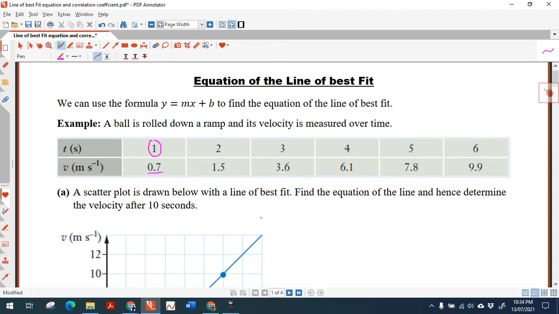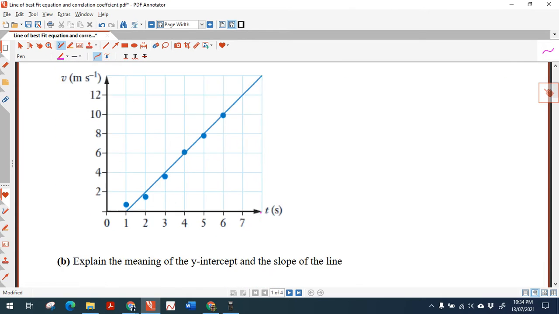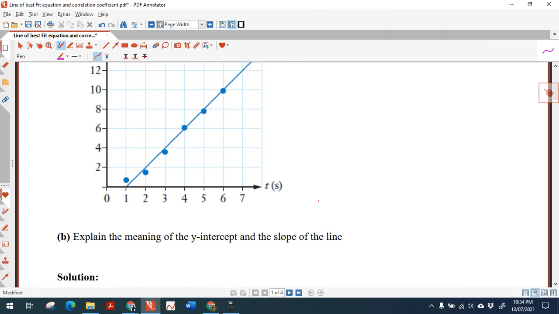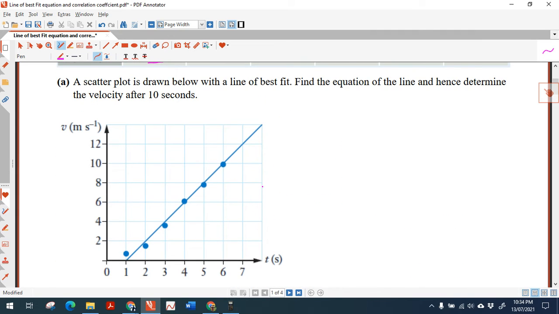Okay, now, step one, let's just go down to that. We're going to find 2 points on the line to find the slope. In step two, we're going to use the point gradient formula to find the equation of the line. So let's go back to the line here. Now, the temptation will be to try and find the coordinates of one of these points, which is okay, but we've got to try and use points which actually lie on the line of best fit itself. So we don't have to use the data from the table, because we're trying to find the equation of the line that's been drawn.